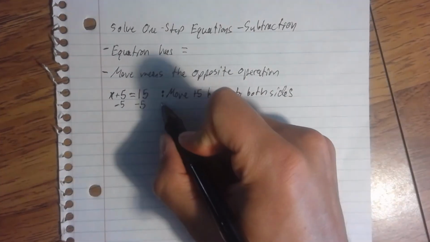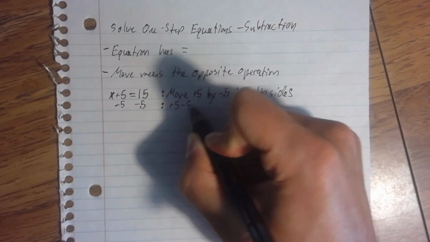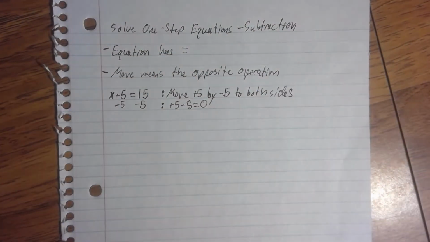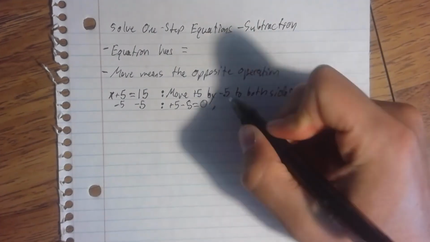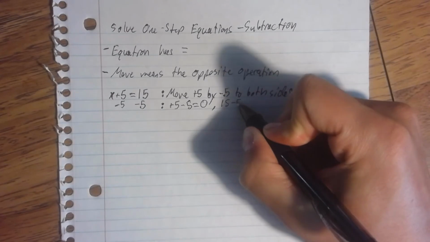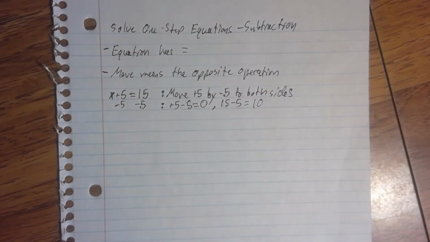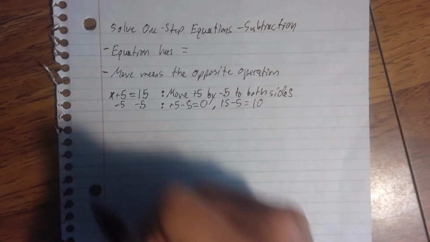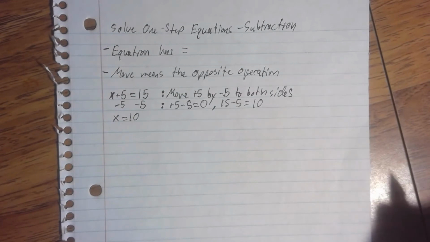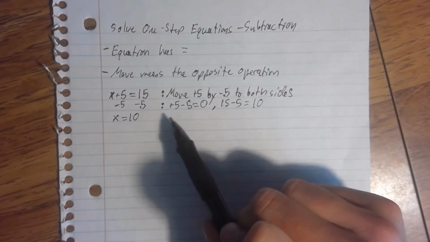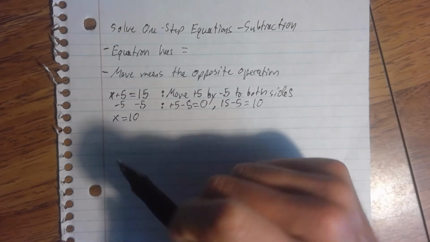Now after we moved, our plus 5 and our minus 5 give us 0, which is what we want because zeros make things disappear. And 15 minus 5 gives us 10. So now we can just end by saying x equals 10. We don't write our x plus 0, we just write the x all by itself equals 10, and we are done.